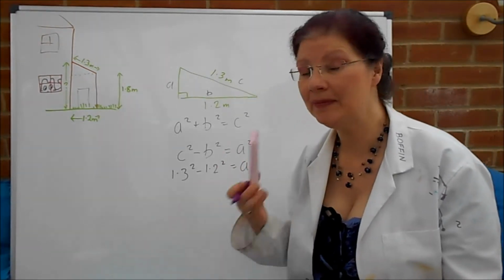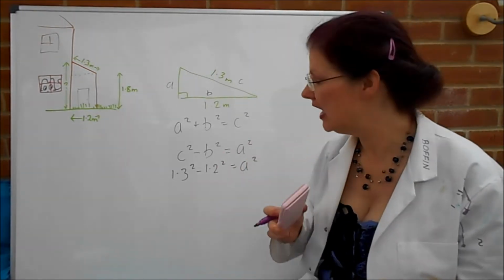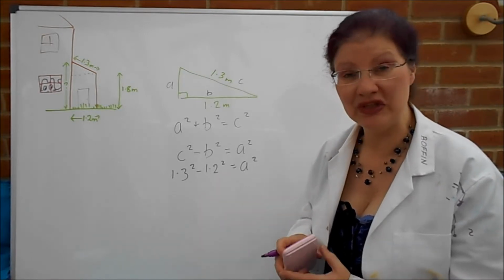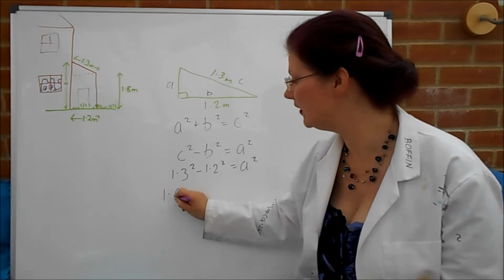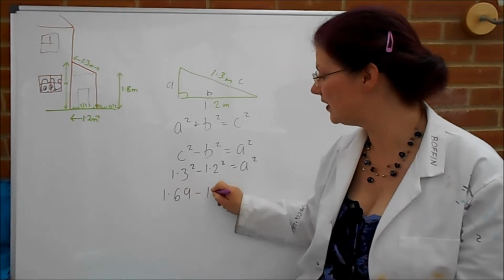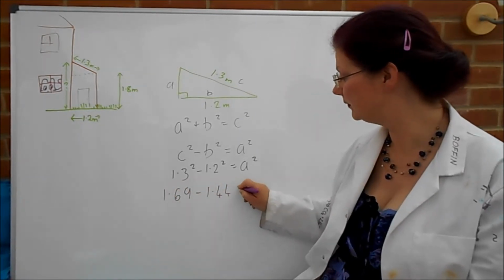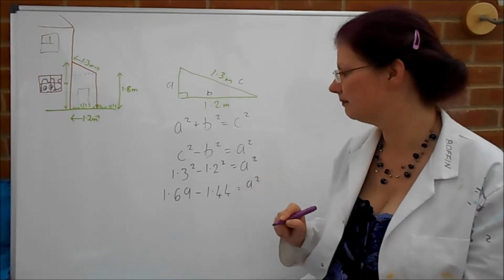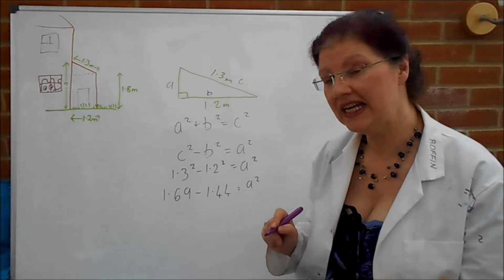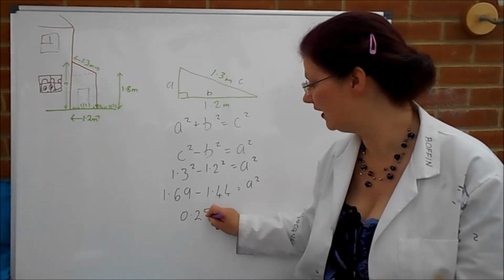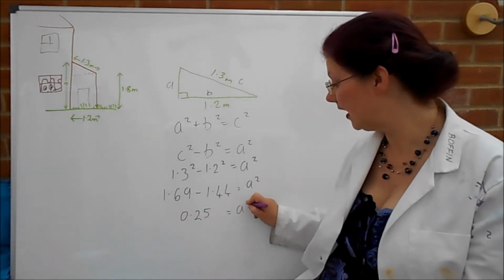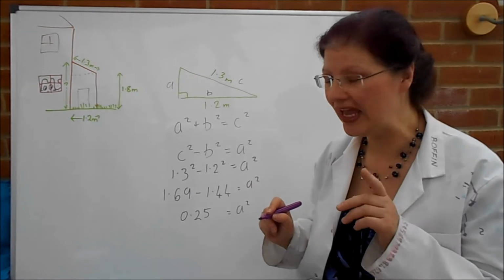At this point in time, you're going to get your calculator out. It's possible you might be able to do those in your head, but don't worry if you can't, you can use a calculator for those. That comes out to 1.69. That comes out to 1.44. Okay, 1.69 take away 1.44 happens to come to 0.25. And please note that's a squared, that's not the answer.